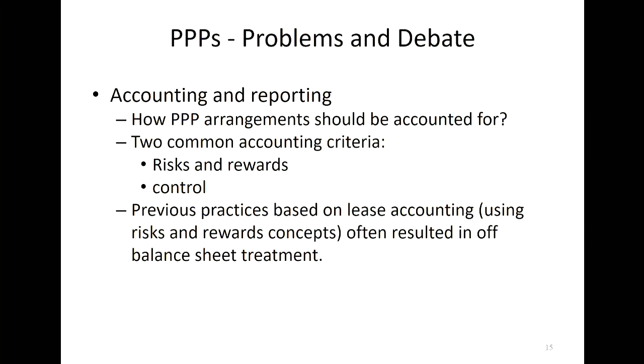One of the criteria of lease accounting is the risk and rewards concept. If the entity bears the majority of the risks and rewards of ownership, then they have to account for it as a finance lease and therefore record it as assets and liabilities. Otherwise, they don't need to. Because of the risk and rewards concept, many PPP arrangements have been classified as off balance sheet, so they don't recognize assets and liabilities.